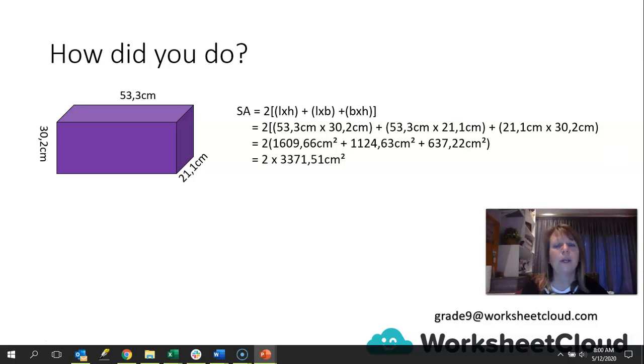Okay, like I said earlier, you've got all like measurements, so we can just simply add those together, and we're going to end up with 3,371,51 centimeters squared. Okay, we have to double that because we're trying to find out the other three sides as well, and we're going to end up with 6,743,02 centimeters squared.